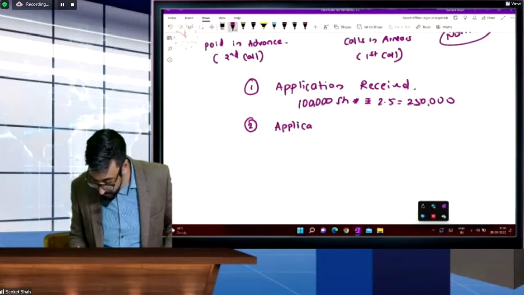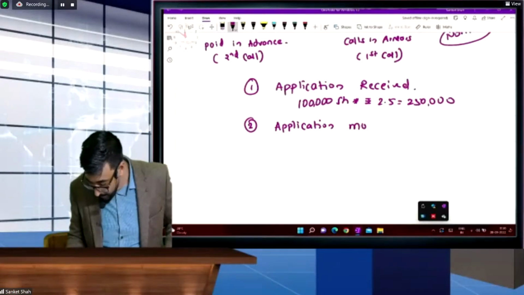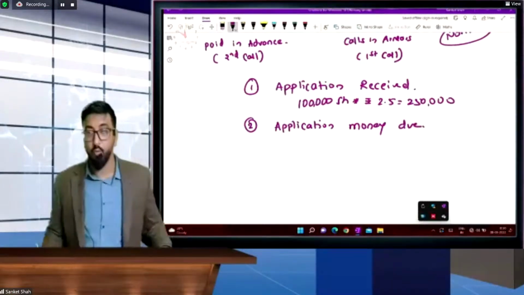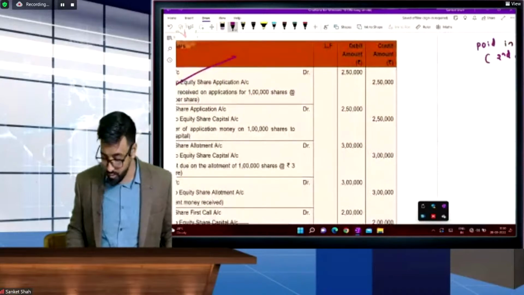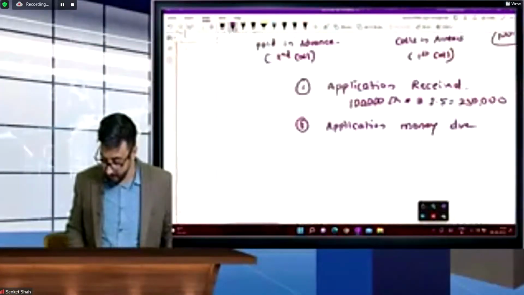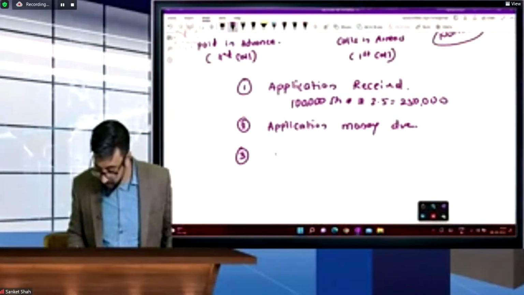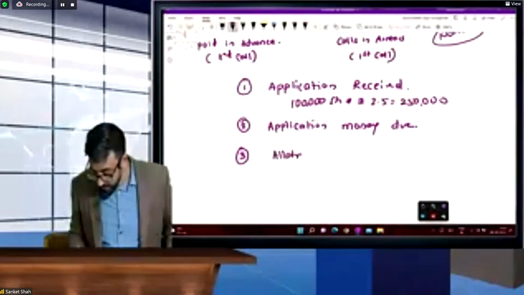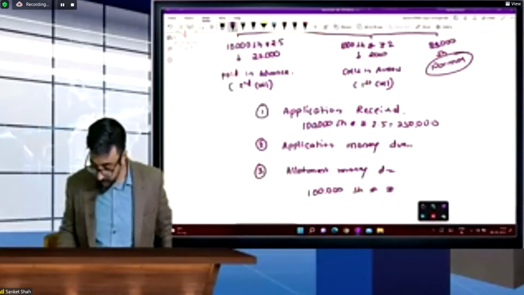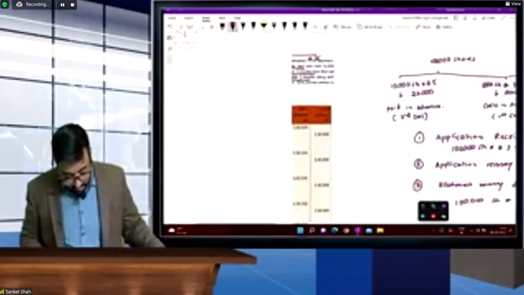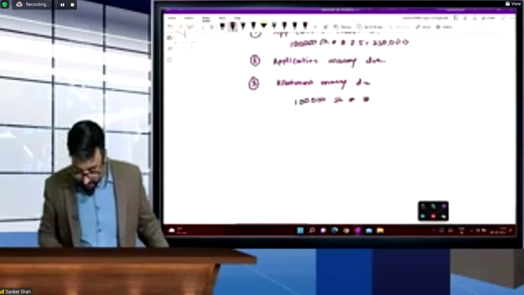Second entry, application money due. 1 lakh shares into 2.5, 2,50,000 to equity share capital. Second entry correct. Third entry, allotment money due. 1 lakh shares into 3 rupees.